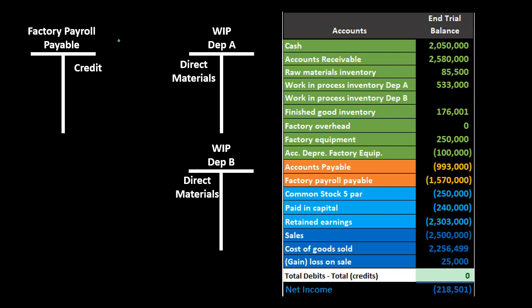So we're basically going to debit, we're going to capitalize their work as an asset, as opposed to expensing it, in what they're working on, which is inventory that is not yet completed, and therefore in the process of work in process. We're going to credit factory payroll payable.